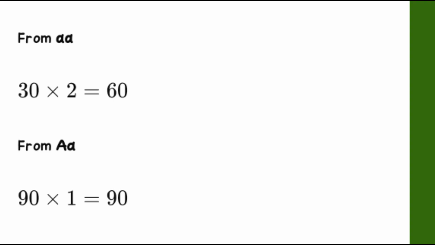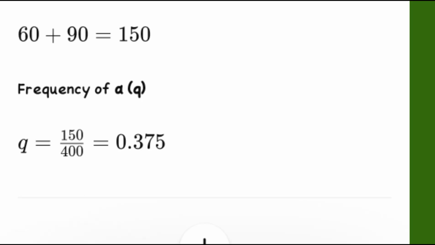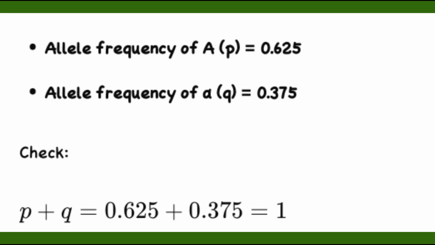0.625. Number of the recessive allele, similarly, that is 30 into 2, that is 60, and for the heterozygous it is 90 into 1, 90. So the total 60 plus 90 is 150. So we have to find out the frequency of the recessive allele, that comes out to be 150 upon 400, that is 0.375. So we got the allelic frequency of the dominant allele, that is 0.625, and the recessive one is 0.375. So we just have to add it and we get 1.